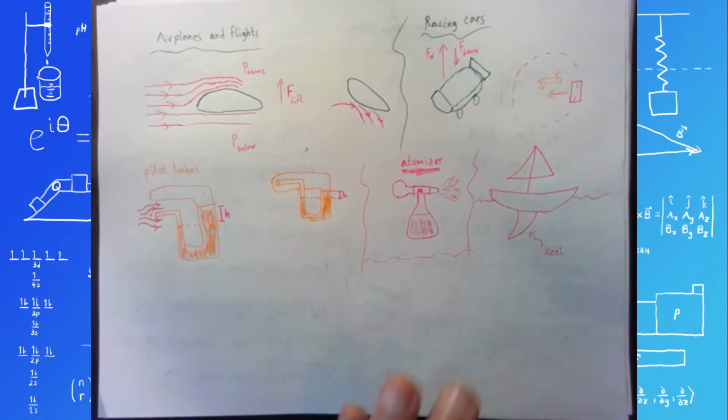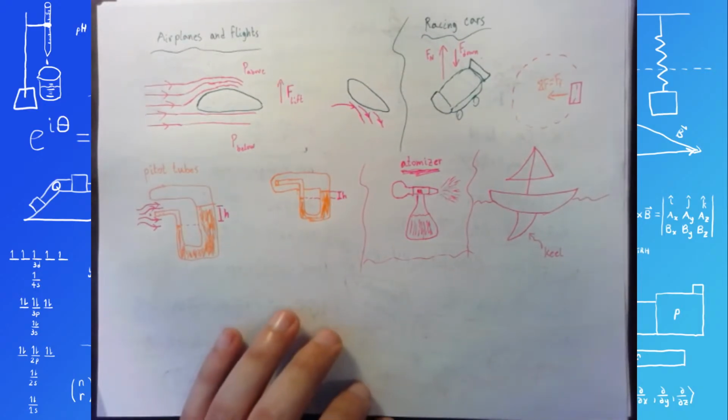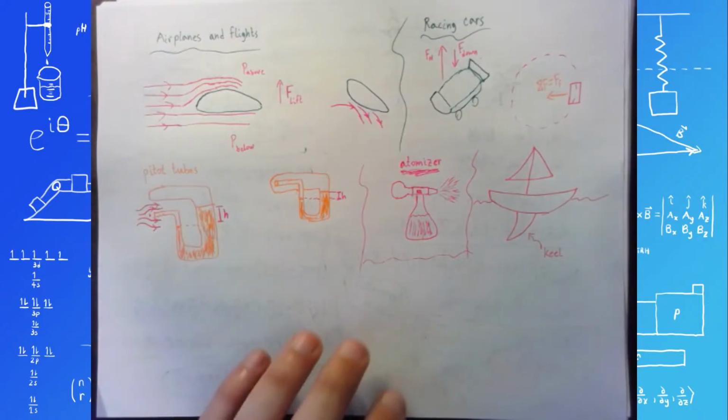And what that difference in pressure due to different water speeds does is it allows the water to push the boat, to tilt it back and correct it so that it doesn't tip over.